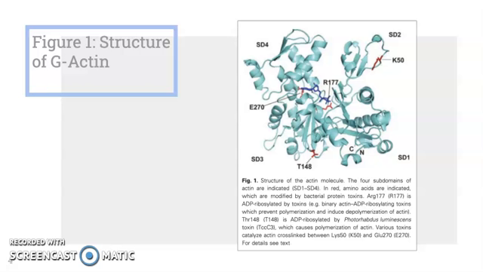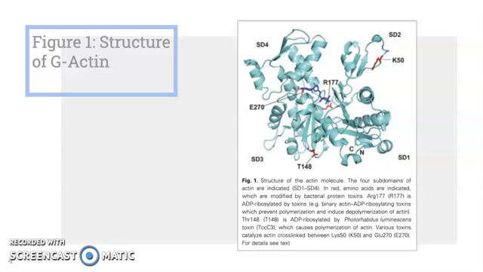The deep blue coloring represents the bound adenine nucleotide, or ATP, which is located at the bottom of the cleft. Both the N and C terminus are located in SD1, and the peptide chain crosses twice between the domains at the bottom of SD1 and SD3. The amino acids are indicated in red, which are modified by bacterial protein toxins.